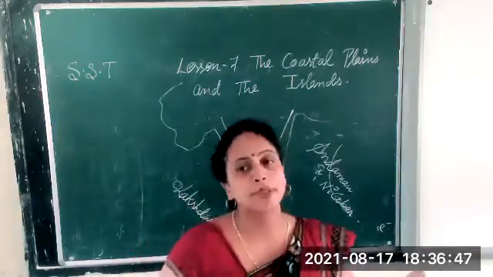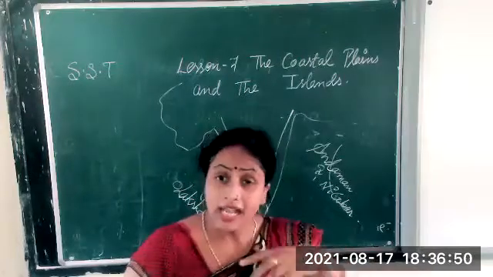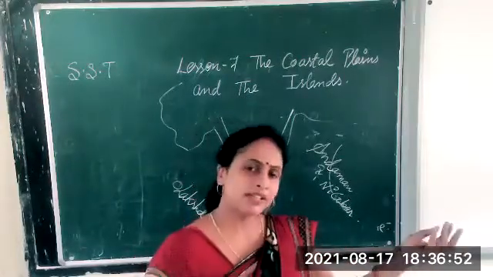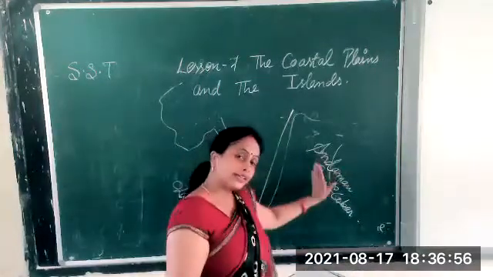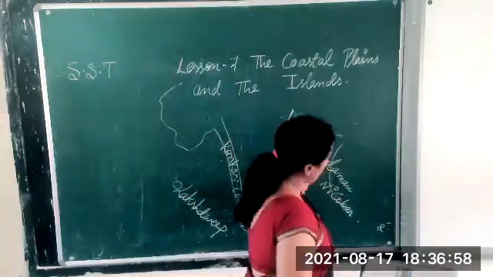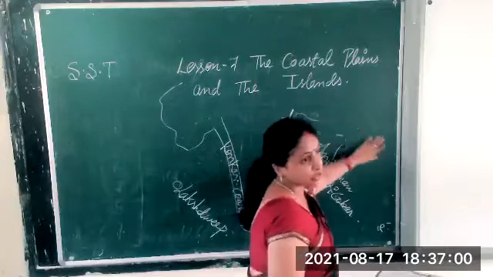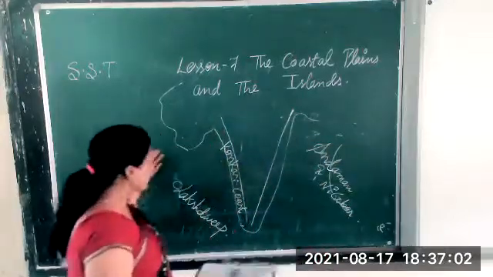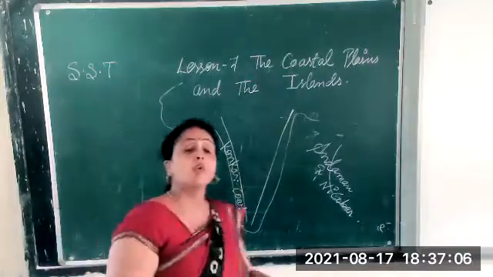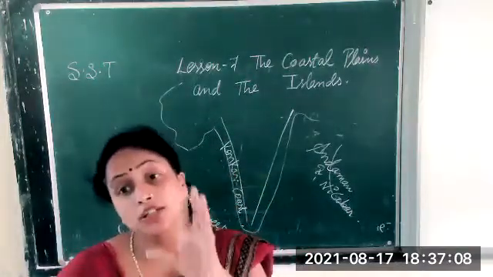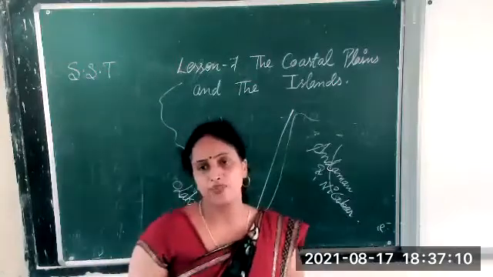Now, life in the island. What type of life do people live in the islands, Lakshadweep Island or Andaman and Nicobar Island? The area is surrounded by water from all sides. Here also the water is there, on all sides. So what type of life do people live? What difficulties do they have to face?